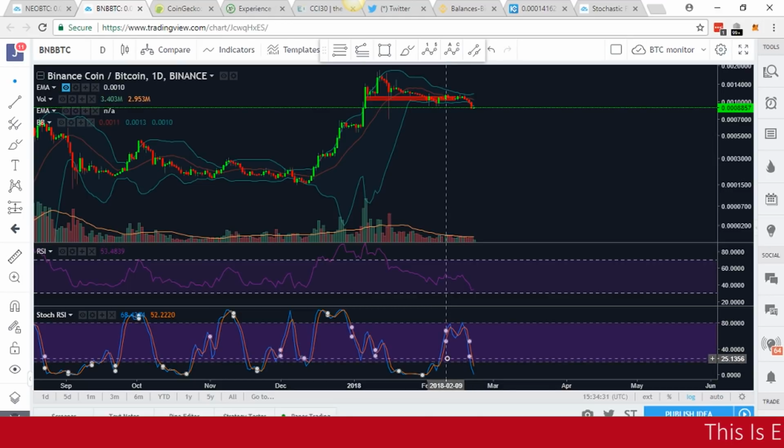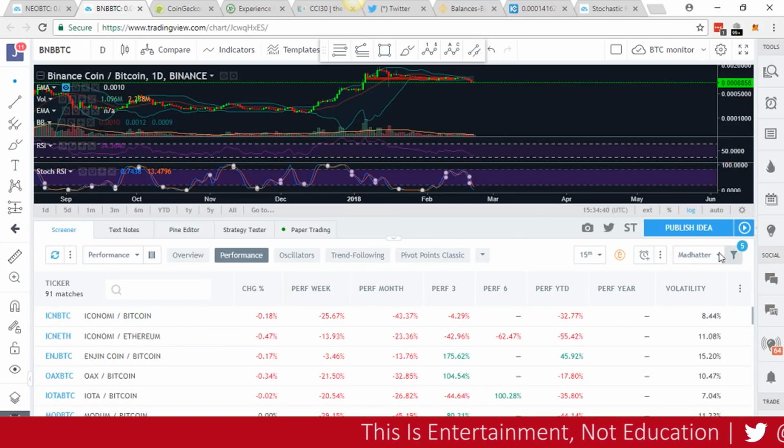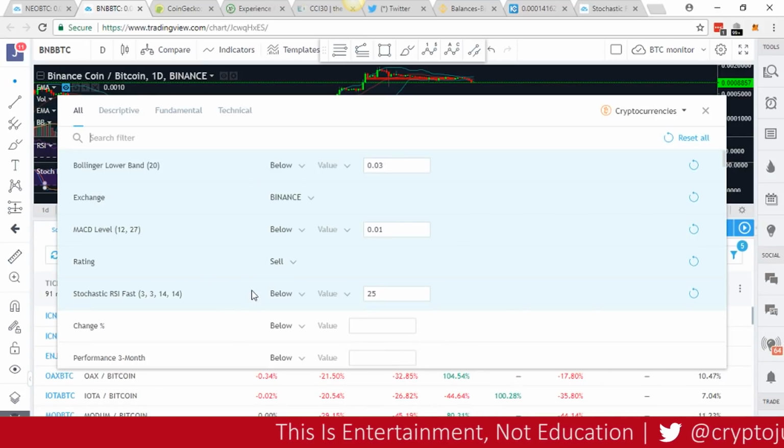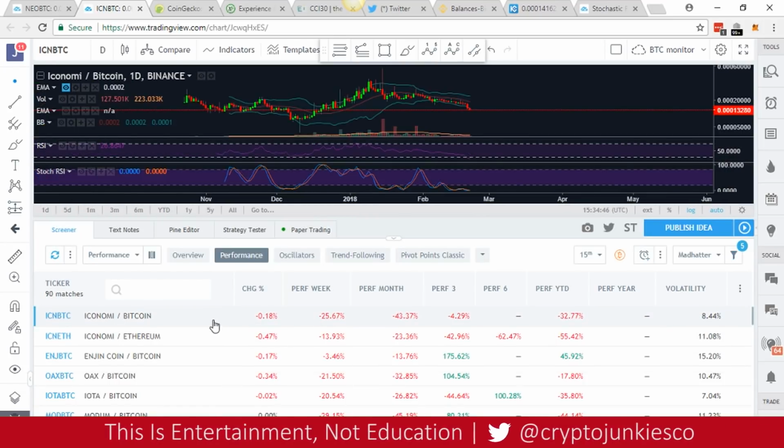So 25 is right here. You can see the cursor. And again, you got the MACD. You got the Bollinger Band. And oh my gosh, we start to get some interesting things happening. So that's the settings. Here's the result that it gets you. Let's see what we got.